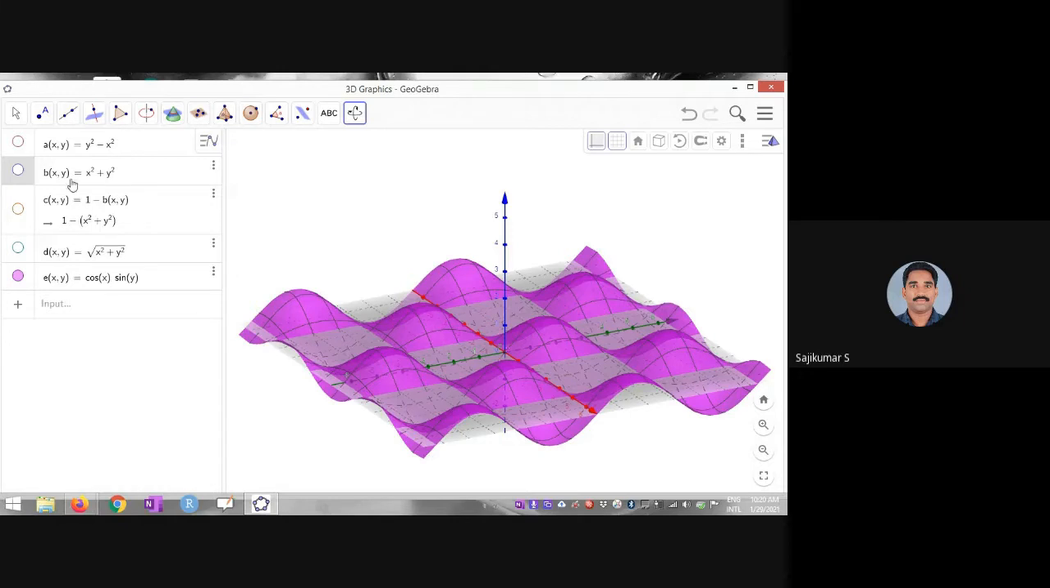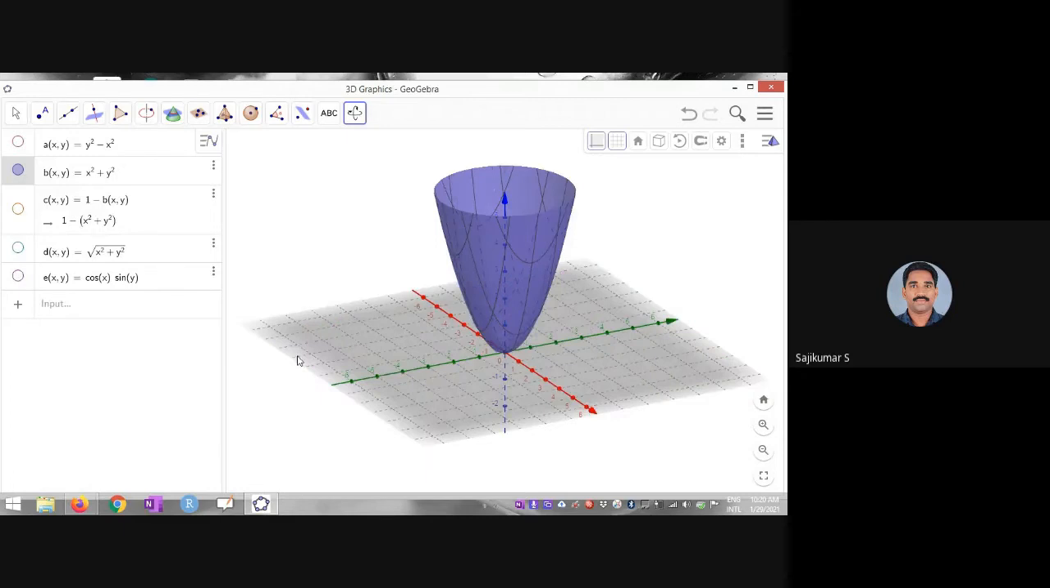For this indicated surface, can you say what the local maxima or local minima of this function are? We can say about the local minima. What is the minimum value of this function? Zero. The minimum value is 0, and that minimum value 0 occurs at which point? Origin. So what is the equation of that function?